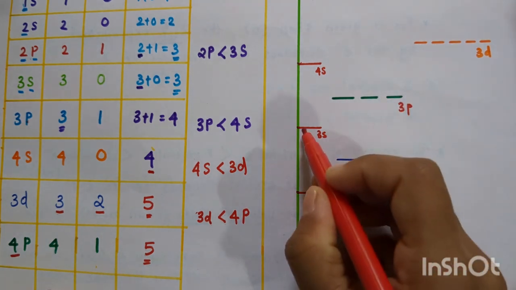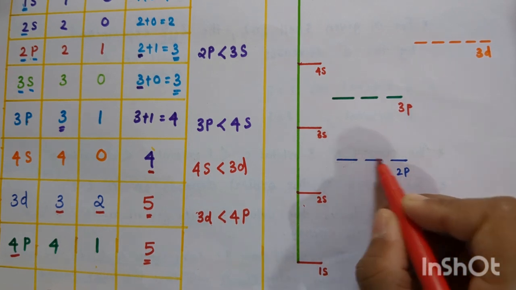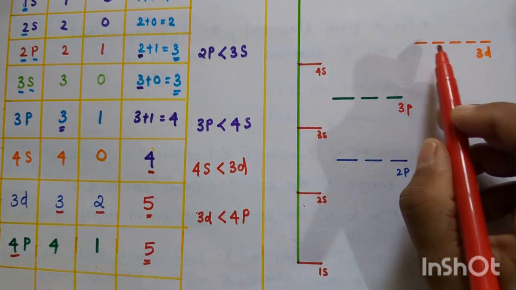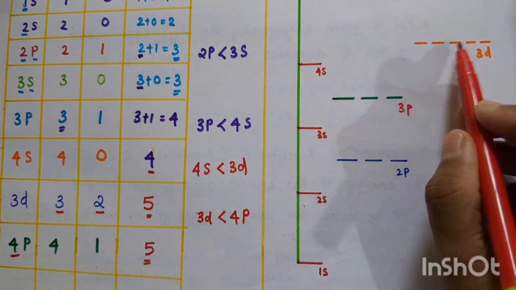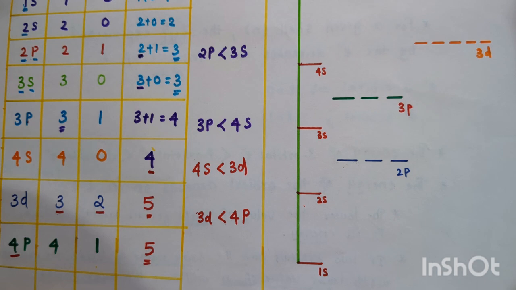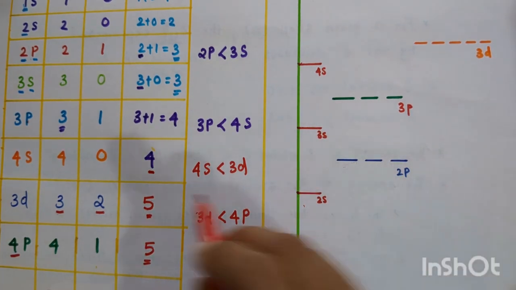So for s only one line, because s has only one orbital. For p there are 3 lines here. Why? Because there are 3 orbitals for p subshell. When you consider the d, it has actually 5 d orbitals. That is why 5 lines here. Alright. So this figure actually depicts the energy levels of multi-electron atoms based on this table.